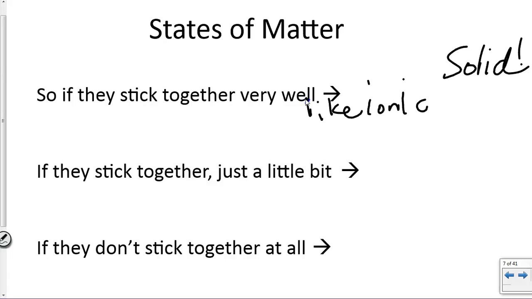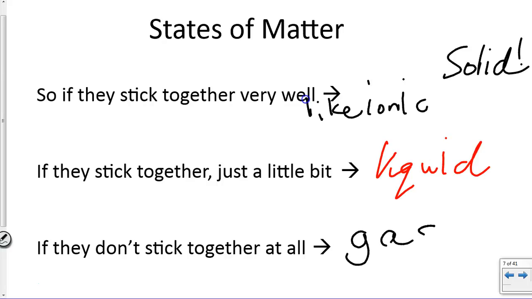Now, if they stick together pretty well, just a little bit, we would consider them to be not quite a solid. Not quite a gas, but a liquid. I know he's kind of writing a little messy here, but now if we go to the last one, obviously by process of elimination, if they don't stick together at all, we would end up seeing a gas. Perfect.